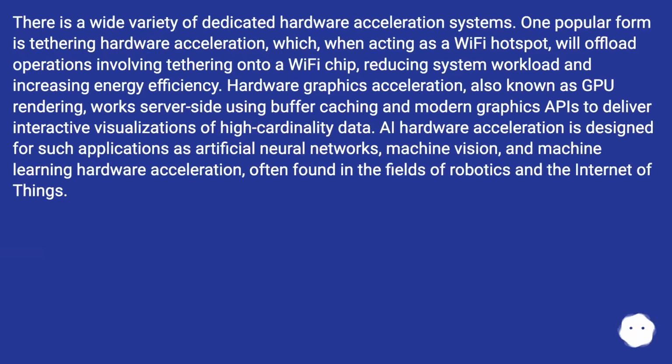There is a wide variety of dedicated hardware acceleration systems. One popular form is tethering hardware acceleration, which, when acting as a Wi-Fi hotspot, will offload operations involving tethering onto a Wi-Fi chip, reducing system workload and increasing energy efficiency. Hardware graphics acceleration, also known as GPU rendering, works server-side using buffer caching and modern graphics APIs to deliver interactive visualizations of high cardinality data. AI hardware acceleration is designed for such applications as artificial neural networks, machine vision, and machine learning, often found in the fields of robotics and the Internet of Things.